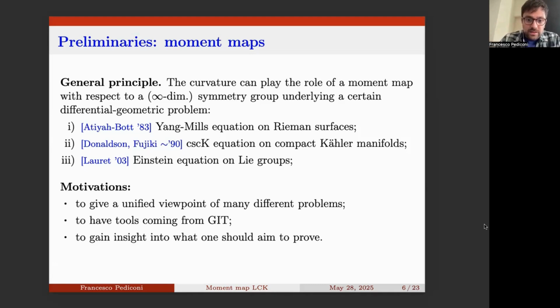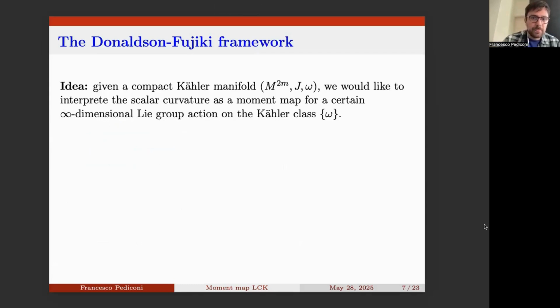Okay, so in the cscK framework that we're going to see in a moment, the idea is that the GIT comes not directly on the manifold, but on an infinite dimensional manifold that is attached to our original Kähler manifold, so that in principle you cannot apply these algebraic tools directly as a black box, but it still gives you good insight into what you should expect. And we're going to see it in a moment. Okay, so let's focus on the Donaldson-Fujiki framework.